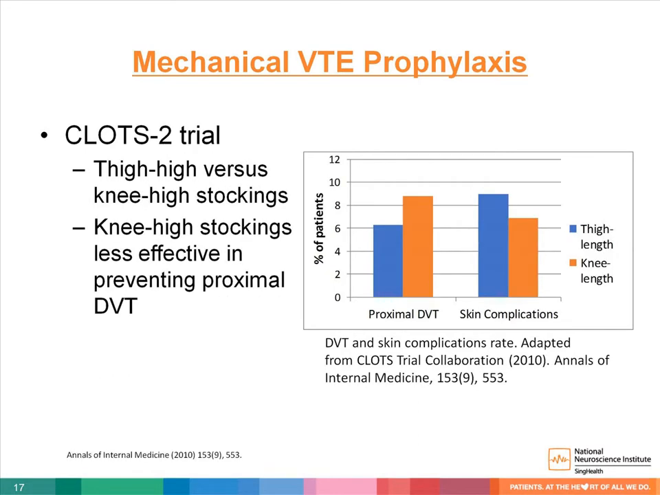The CLOTS 2 study compared thigh-high to knee-high stockings in patients with acute stroke and found less proximal DVT in the use of thigh-high stockings. However, skin problems were more common among patients who received thigh-high stockings. But as seen in the earlier slide, thigh-high stockings did not reduce VTE. Therefore, there's no evidence for the efficacy of GCS for VTE prophylaxis in stroke, and in fact, they have been shown to cause skin complications.